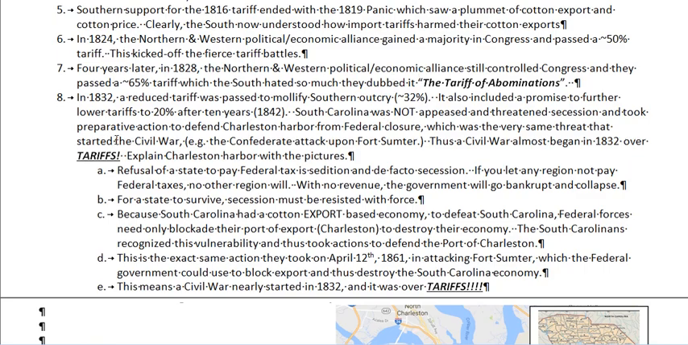preparative actions to defend Charleston Harbor from federal closure, which is the very same threat that started the Civil War. Right? Remember, the Civil War was started by the Confederate attack upon Fort Sumter, which is in the mouth of Charleston Harbor. I'll show you that in a second. Thus, a civil war almost began in 1832, 30 years before. And what was it over? It was over tariffs, right?